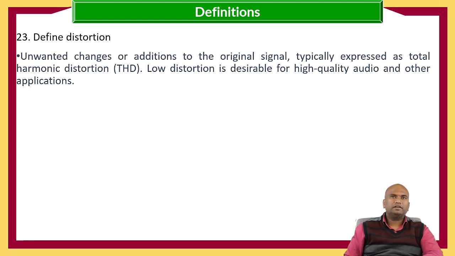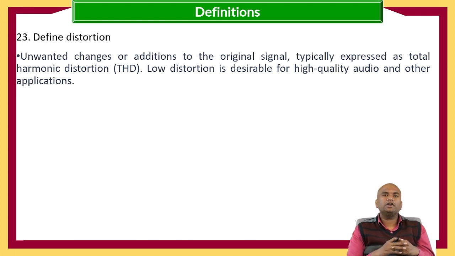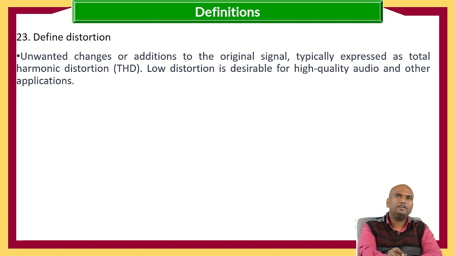Define distortion. The name itself says distortion. Distortion is nothing but it is going to distort the output waveform. So whenever there is distortion in the output waveform, the signal is not clear. So that will create losses in the load whatever we are connecting. So distortion is unwanted changes or addition to the original signal, typically expressed as total harmonic distortion. Low distortion is desirable for high quality audio and other applications.